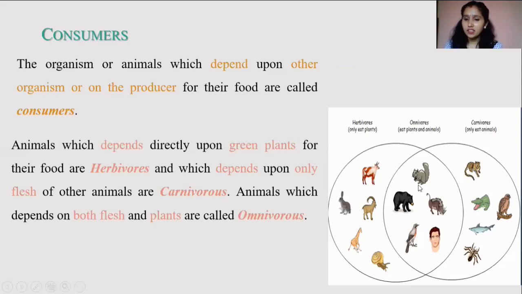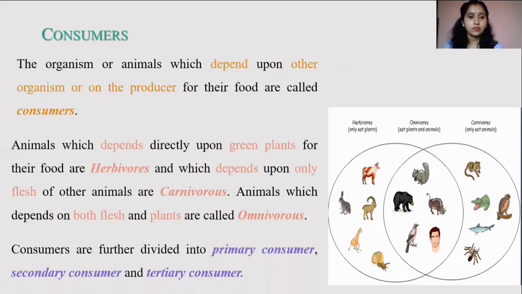And here in the center, which we call the intersection part also, is common to both herbivores and carnivores. You can see there are some animals which feed on both plants and animals. They are omnivorous. You can see even we human beings are also omnivorous. Yes, because we are dependent on plant products as well as on animal products. In this way we can understand different types of animals and their feeding habits.